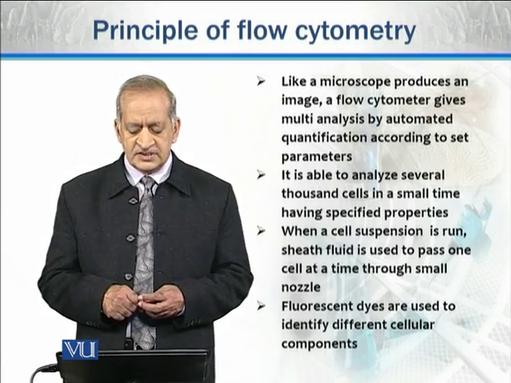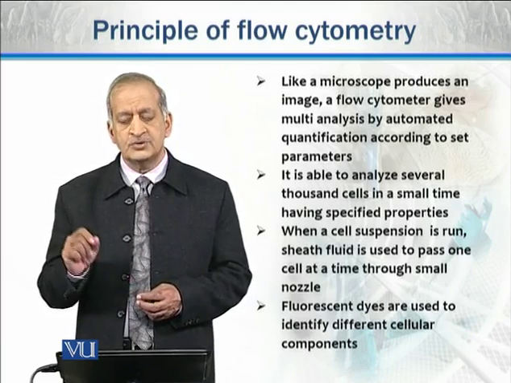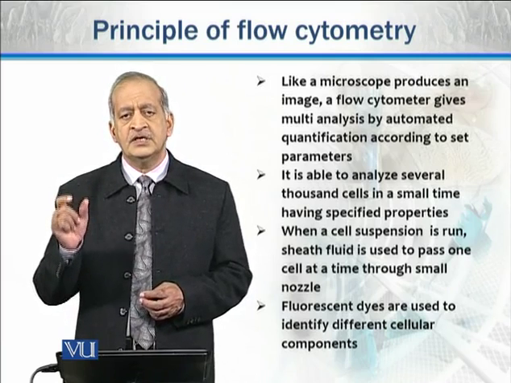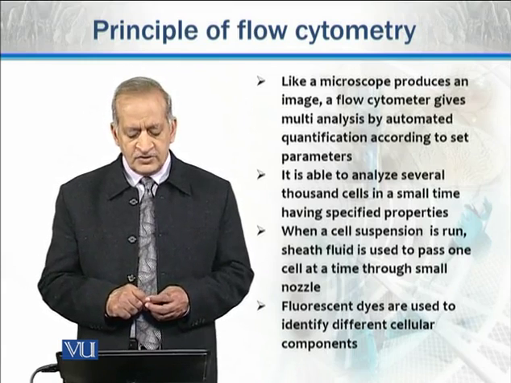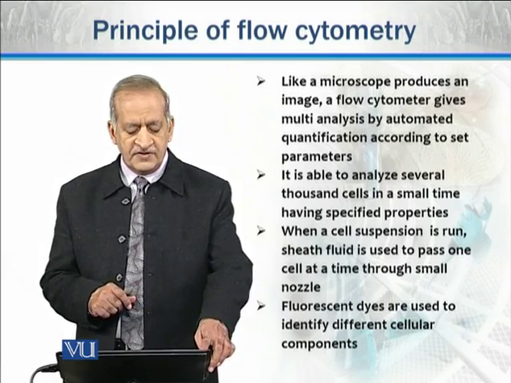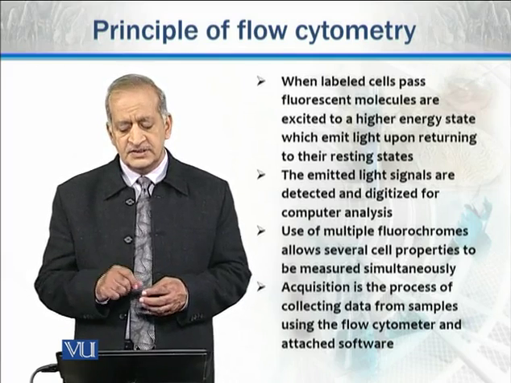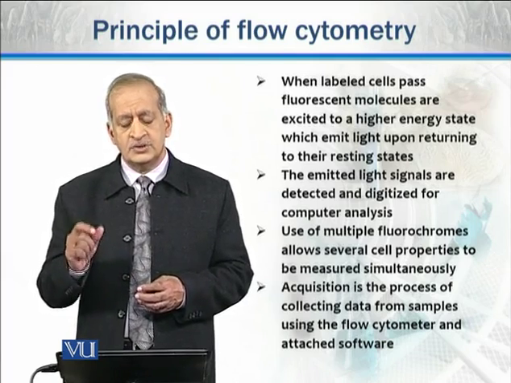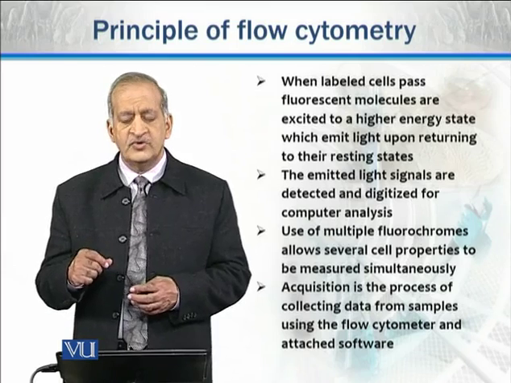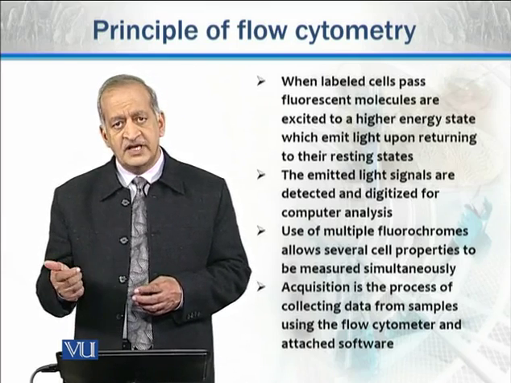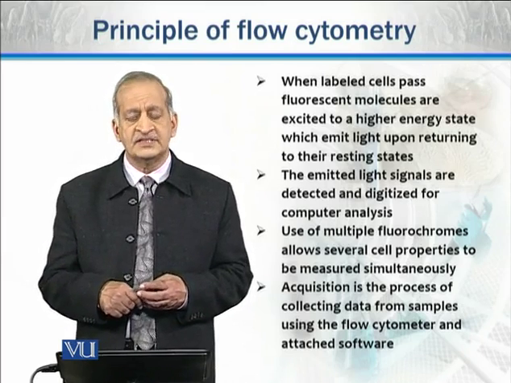And when the suspension is run, sheath fluid is used to pass one cell at a time through a small nozzle. So the cell passes through this instrument one by one in a single file. And fluorescent dyes are used to identify different cellular components. When these labeled cells pass through the nozzle, the fluorescent molecules get excited, and when they get excited, they emit light when they come back to their normal or resting states.